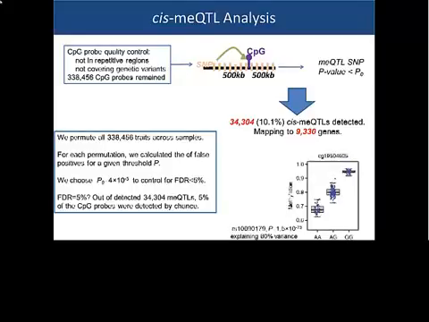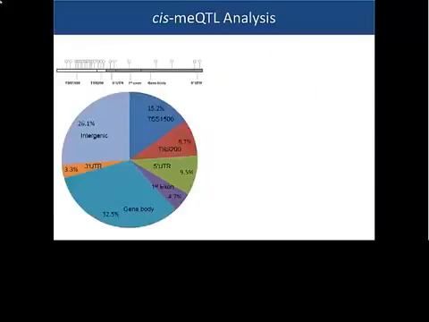As one such example, the strongest cis-methylation QTL in this study is for this CpG probe. For this CpG probe, the p-value equals 1.5 times 10 to the -73. And this SNP explains about 80% of the variance of this CpG probe. Right? This is one such example. But a majority of the methylation QTLs have a much weaker effect compared to this strongest one.